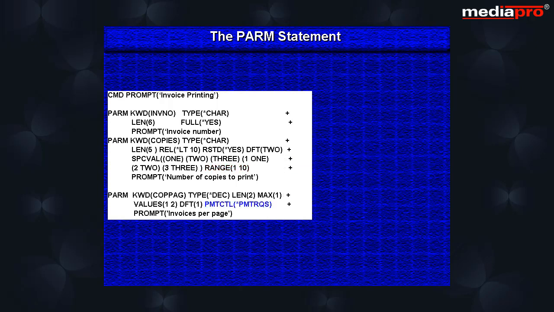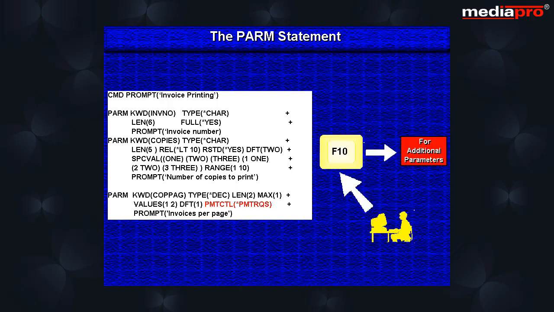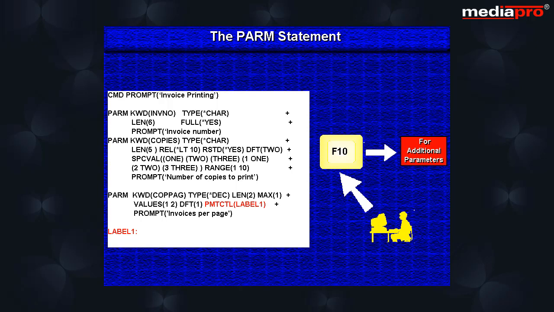The prompt control parameter is used to control when the user will be prompted for the parameter being defined. We can specify a value of *PMT_RQS to specify that the parameter will be prompted for only when the user presses the F10 key to request additional parameters. Or we can also specify that this parameter is dependent on another parameter with the dependency being defined at the statement label defined on the prompt control parameter.